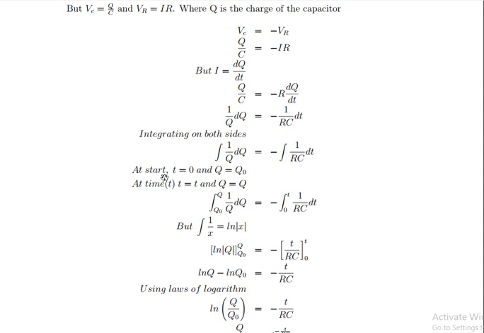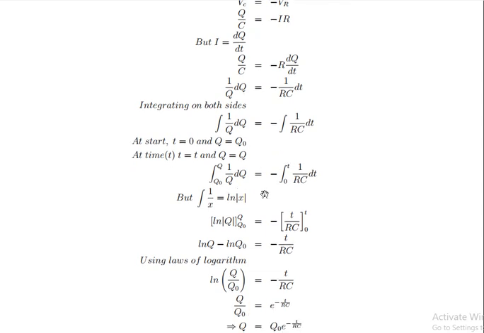We need to know that at the start, at time equal to 0, the charge on the capacitor is maximal. So we have 0 here, and we have Q0 maximal. But the charge at time t is reducing on the capacitor. So you start from Q0, then it reduces to Q, and time goes from 0 to t.